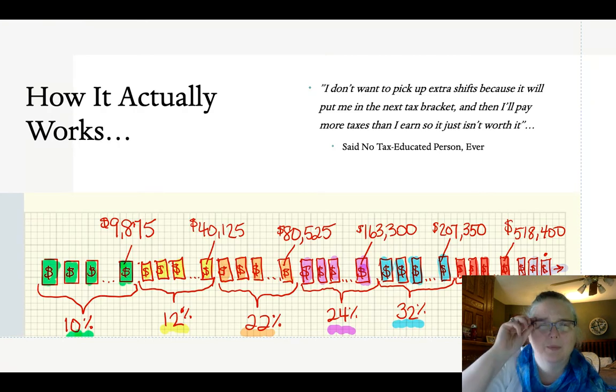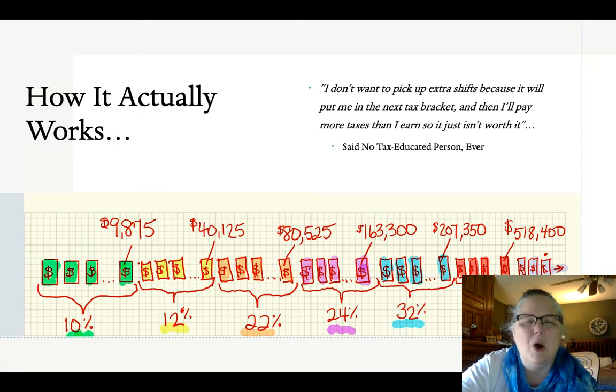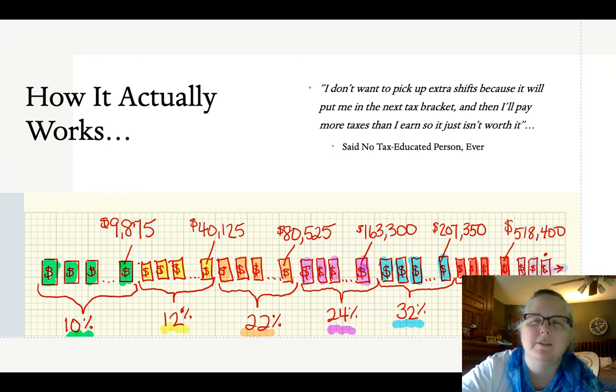Okay, so I want to talk about how it actually works. We've all heard somebody say, and I put the quote here, "I don't want to pick up extra shifts because it'll put me in the next tax bracket and then I'll pay more than I earn, so it isn't worth it." Okay, that's bunk, and it does demonstrate the person doesn't understand how progressive taxes work.